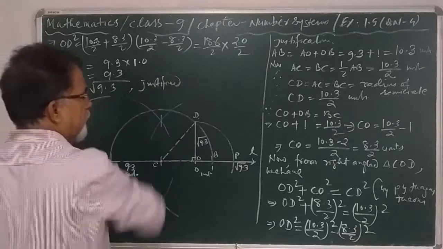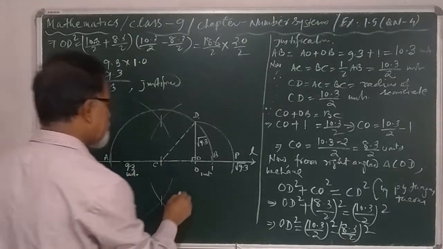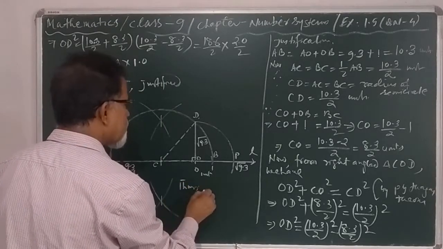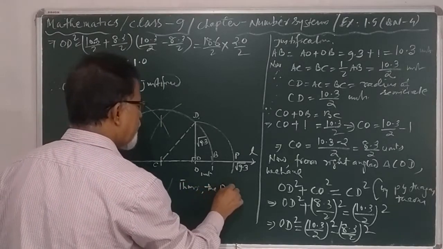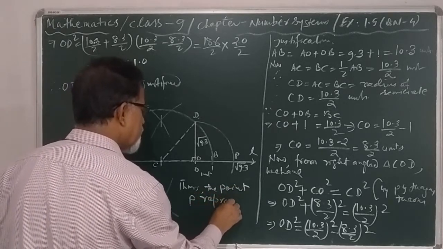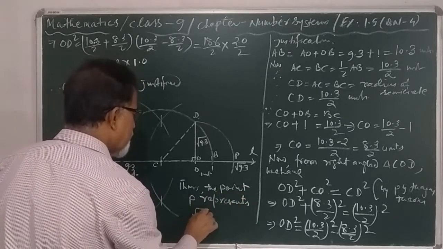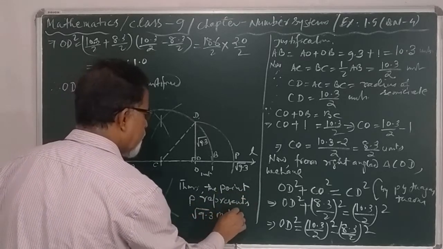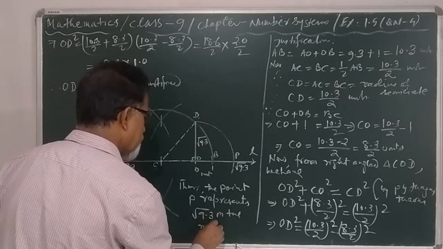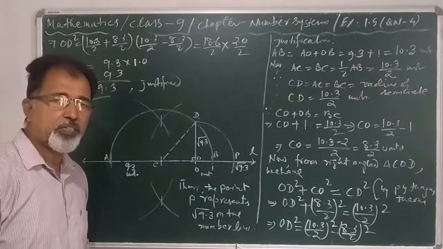Hence we can write, thus the point P represents root over 9.3 on the number line. Today only this much.